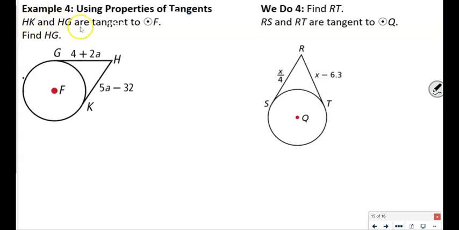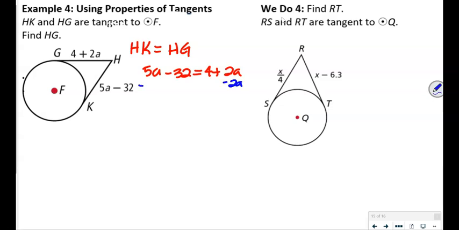So it says HK and HG are tangents to circle F, okay? Find HG. So the first thing I want to say to y'all is we're going to actually do this HK equals HG. So that means we're going to take those equations. HK is 5a minus 32, and we're going to set it equal to 4 plus 2a. So all we want to do here is get our like terms on the same sides of the equal sign, right? So I'm going to subtract the 2a from both sides.